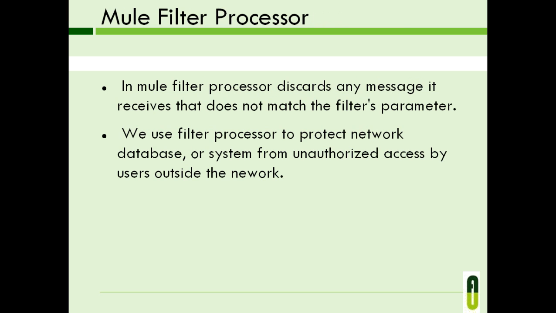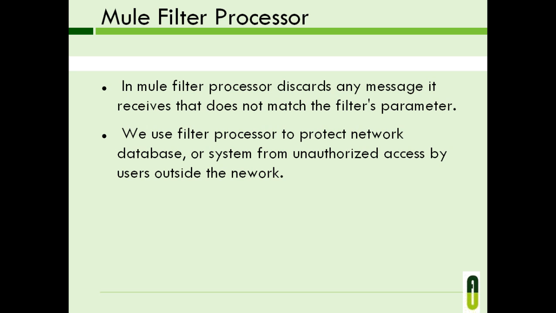Next is Mule filter processor. Mule filter processor discards any message it receives that does not match the filter's parameter. It uses a filter to exclude users from non-authorized IP addresses from accessing our system. We use filter processor to protect network, database, or system from unauthorized access by users outside the network.